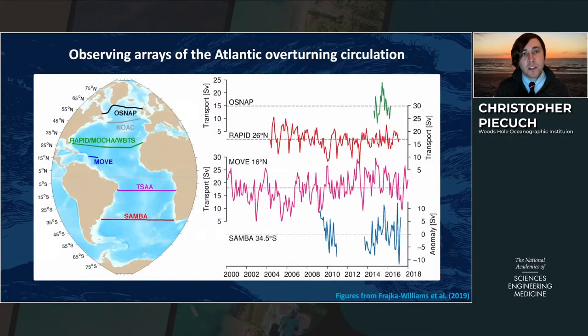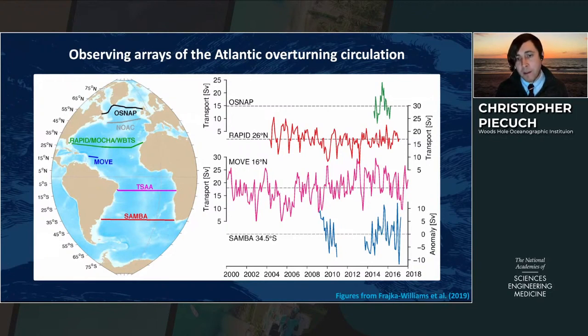What do our observations look like? Well, here's a schematic of the modern day Atlantic circulation observing system. To the left is a map, and all these different colored lines show the nominal locations of different contemporary observing arrays. This is summarized from a paper by Eleanor Frajka-Williams last year. On the right, I'm showing some of the data from those sites.